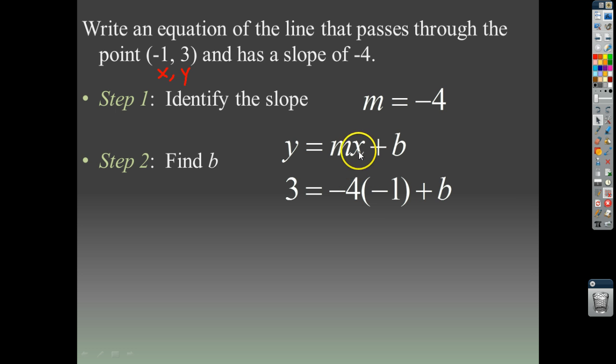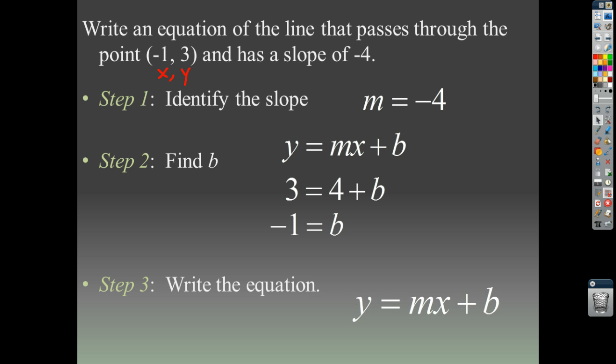m is -4. x I know is -1, because this point (-1, 3) is a solution, a point on this line. Then I need to figure out what b is, so let's solve. -4 times -1 is +4. Then I'm going to subtract 4 from both sides, and I get that b is equal to -1. So I know my y-intercept is -1, and I can rewrite my equation, plugging in the missing parts. y is equal to -4x minus 1.